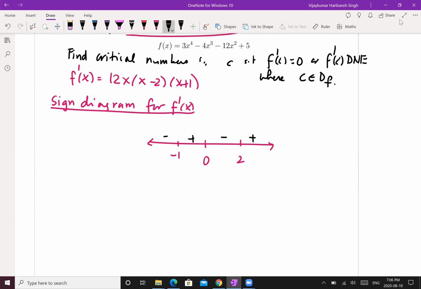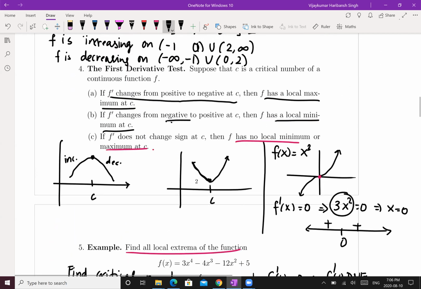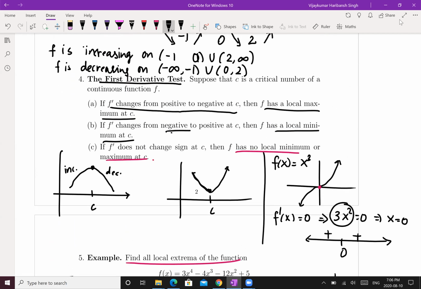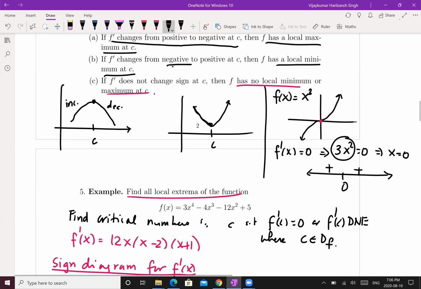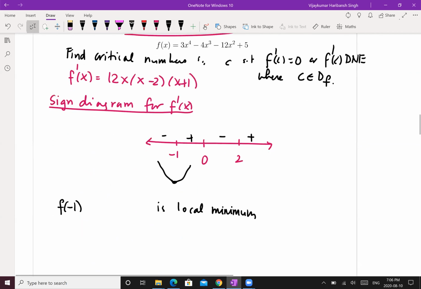In this case, the sign changes from negative to positive. This means f of minus 1 is a local minimum. And this test is called the first derivative test because you're looking at the sign of the first derivative. So f of -1 is a local minimum.